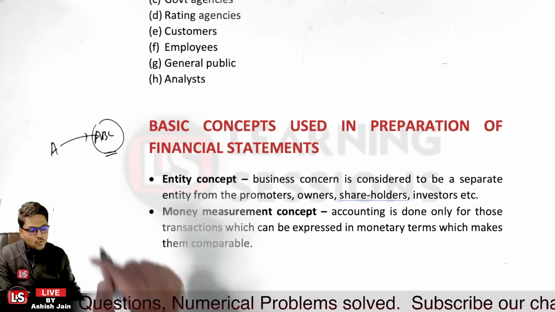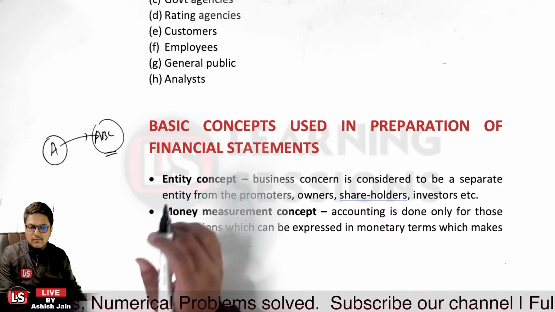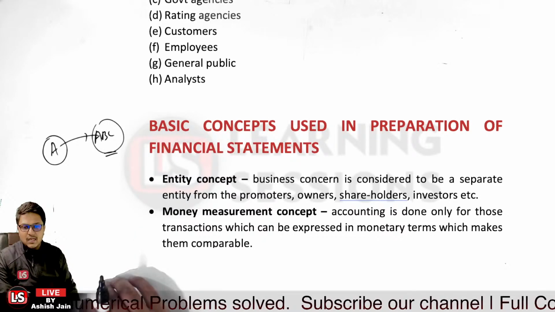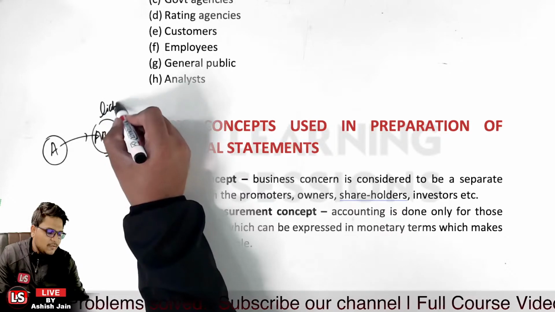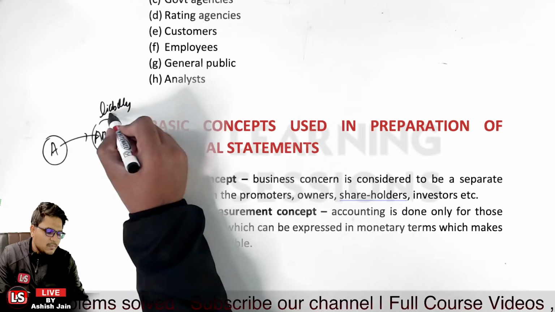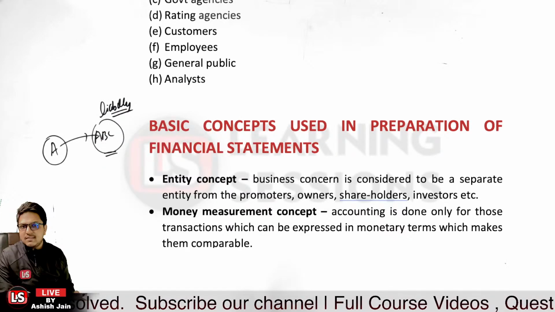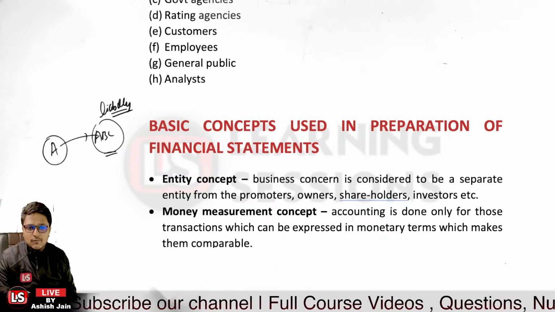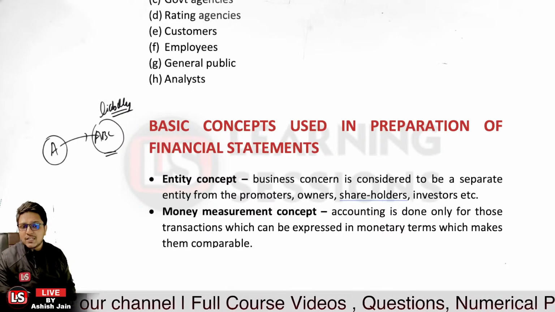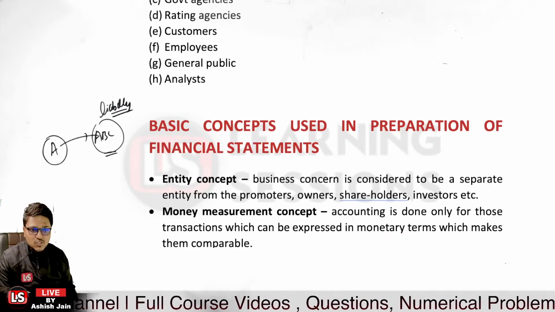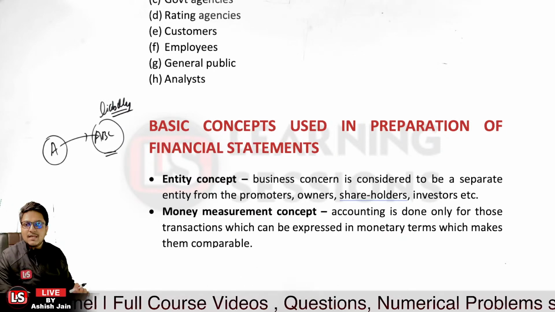Whatever capital has been invested by person A, that's a liability for the firm ABC. Why is the capital a liability? Because the firm has to repay the amount back to the promoters and the investors.